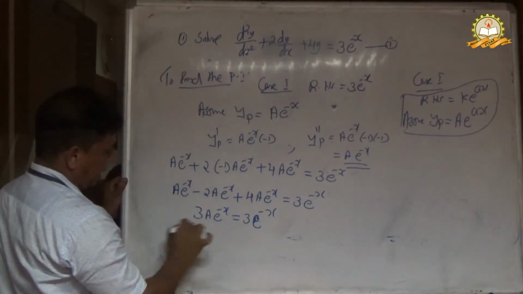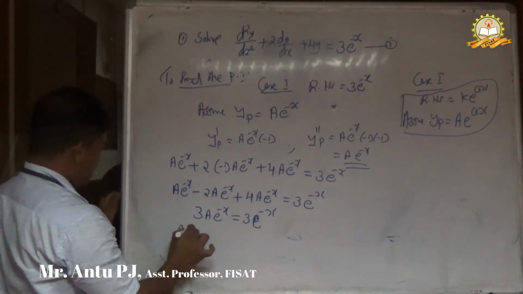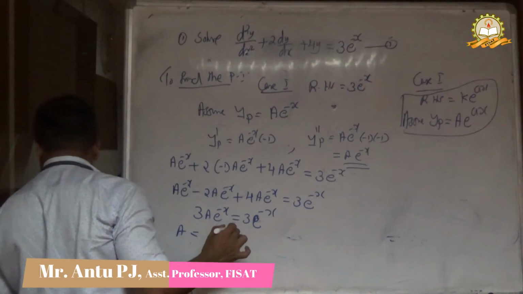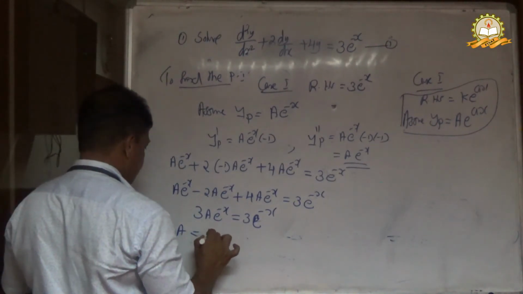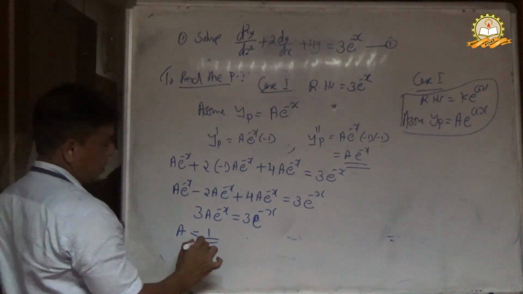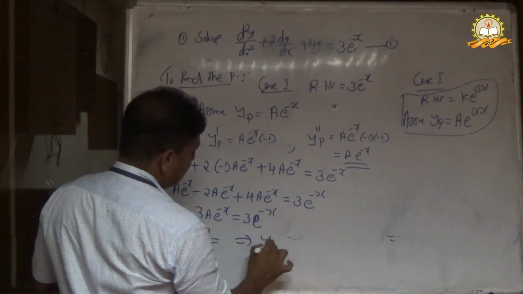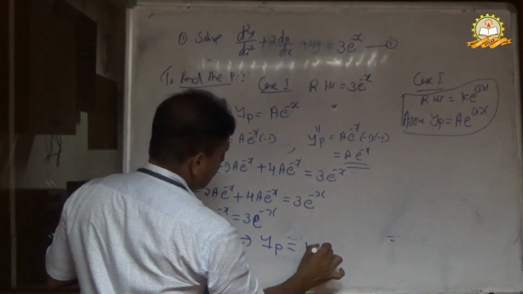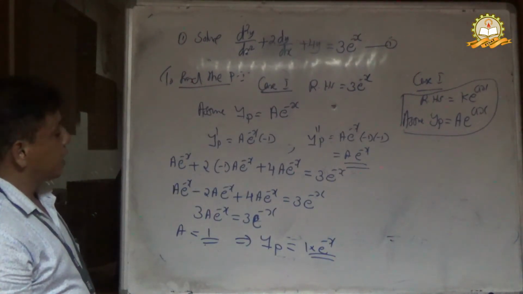When comparing the left hand side and right hand side, we get the value of a is equal to 1. Therefore, yp is equal to 1 into e raised to minus x. This is the second part, the particular integral part.